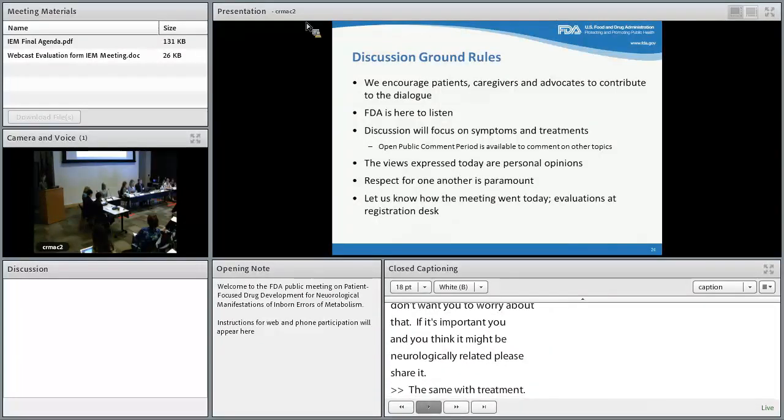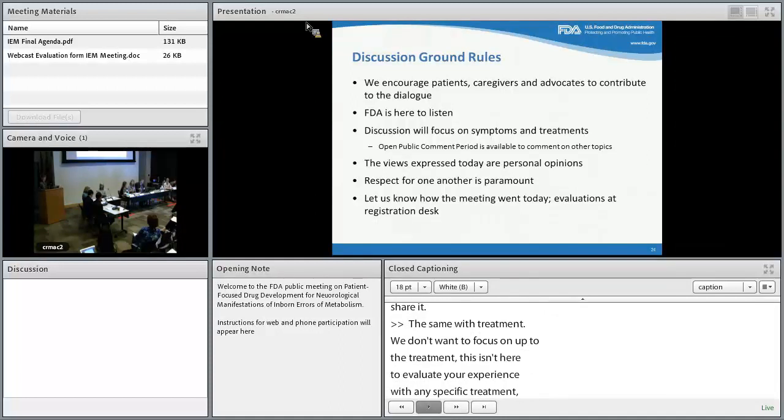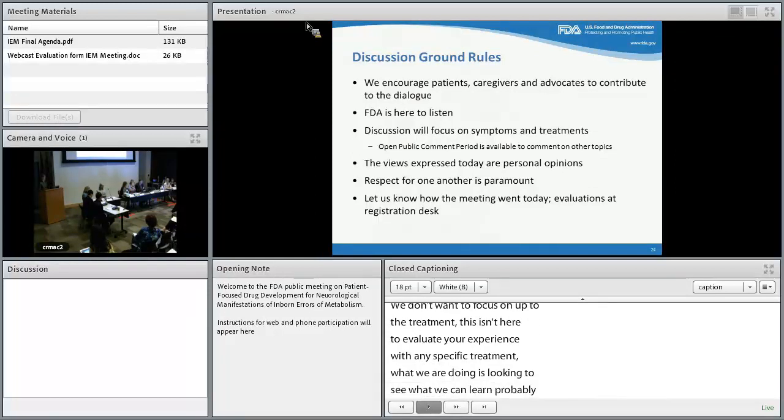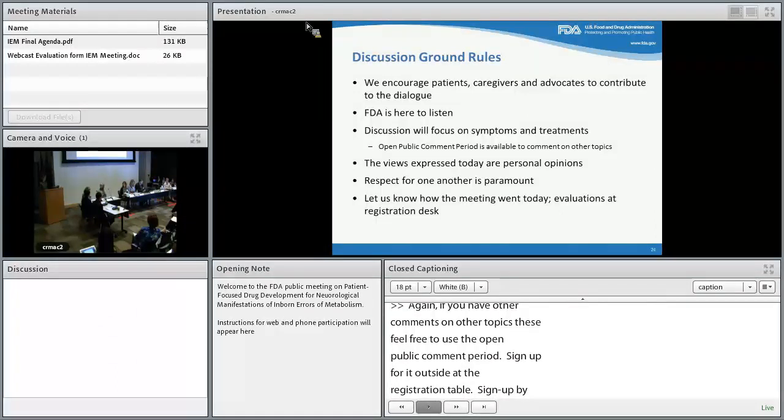Same with treatments. We don't want to focus on particular treatments. This isn't here to really evaluate your experience with any specific treatments. What we're doing, again, is looking to see what we can learn broadly about these treatments and their development that we can continue to help improve. If you have other comments on other topics, please feel free to use the open public comment period. Sign up for it outside on the registration table at the break. Sign up by the break so that we know we have that set.